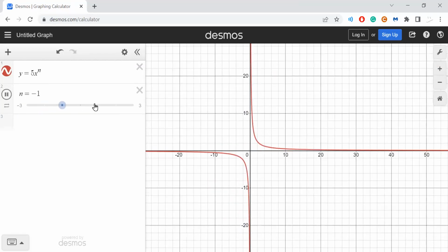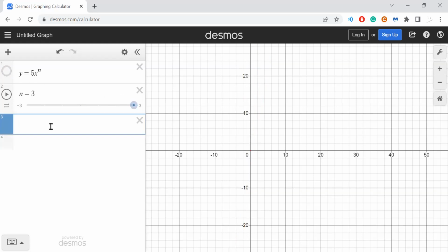For O levels, you're supposed to have memorized all this already. In case you forgot about it, you need to remember how each of these curves looks. Next one will be exponential. Let me hide this.